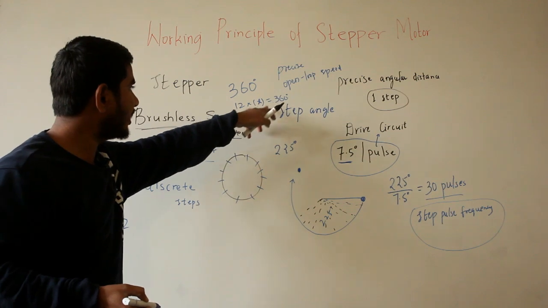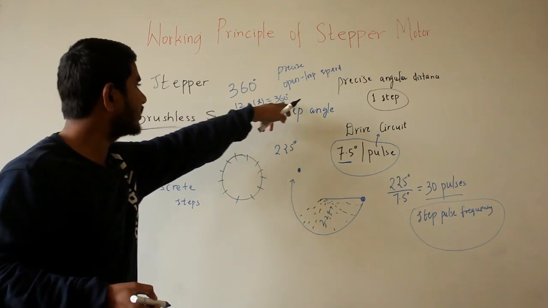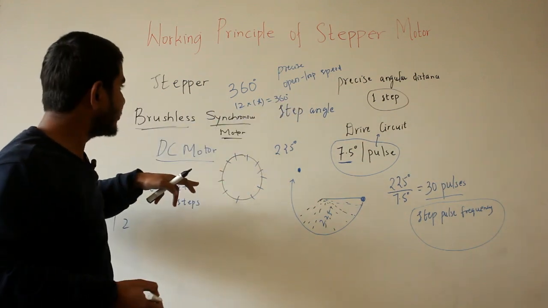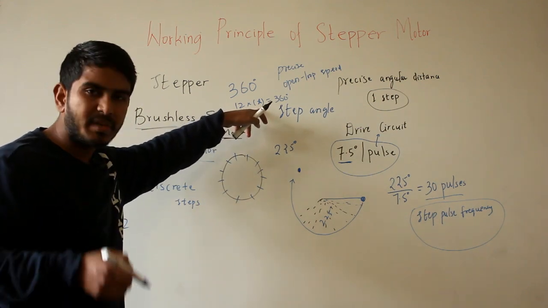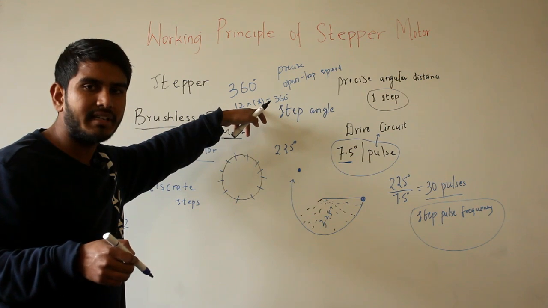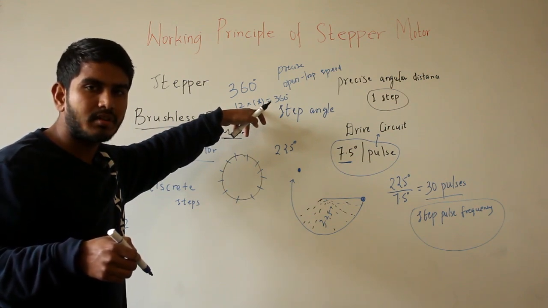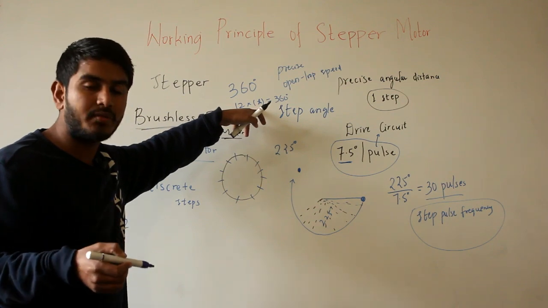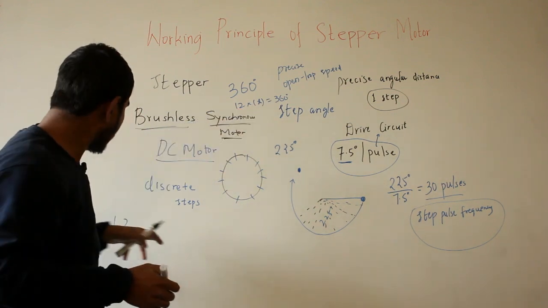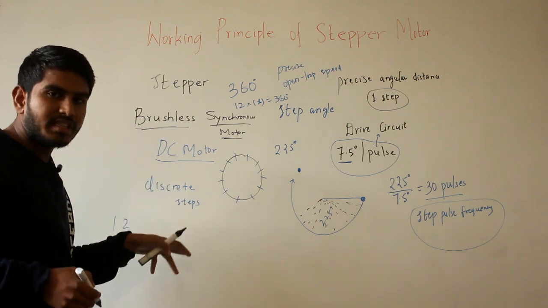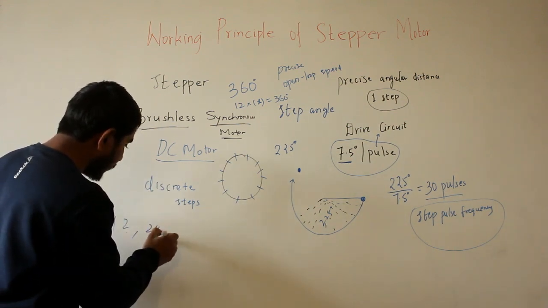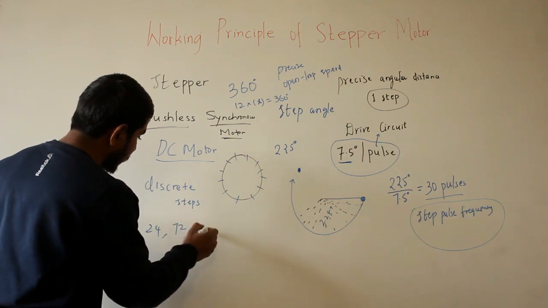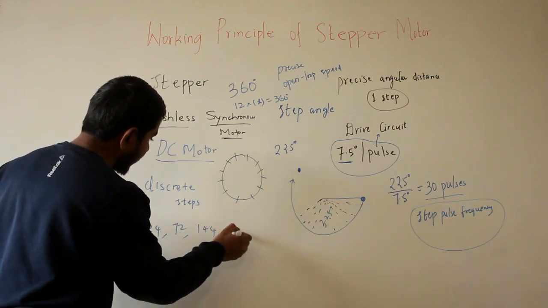So 12 into 30 will give you 360 degrees. That means each step must rotate at 30 degrees. So each step should comprise 30 degrees per step. Your stepper motors can have steps per revolution like 12, 24, 72, 144, 180 and 200.